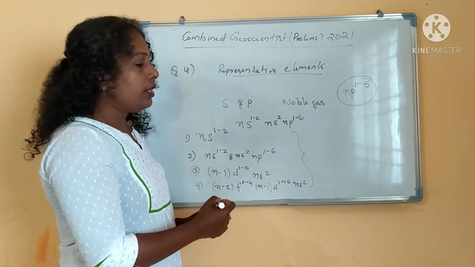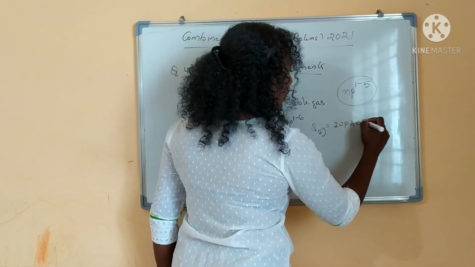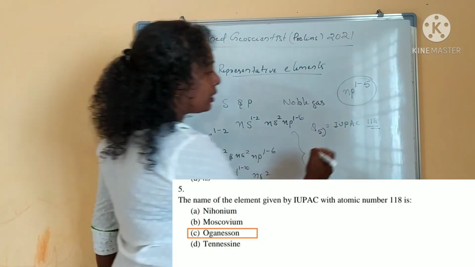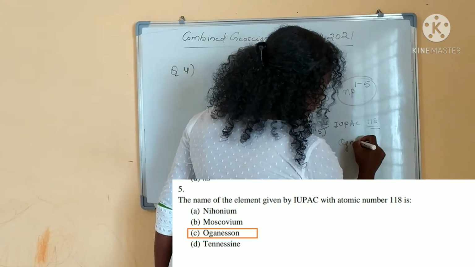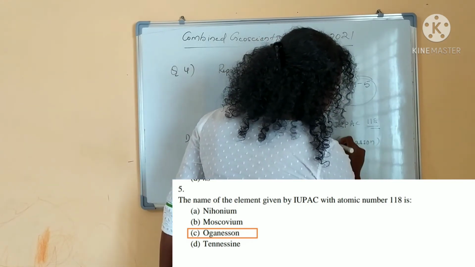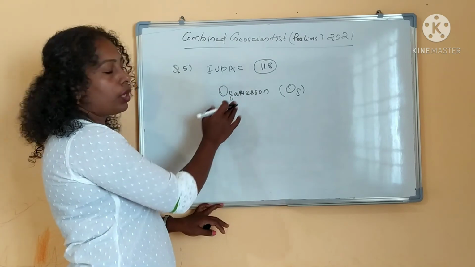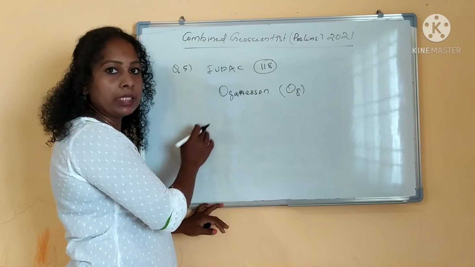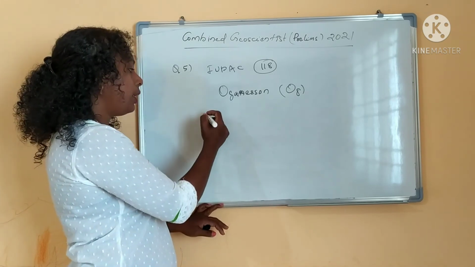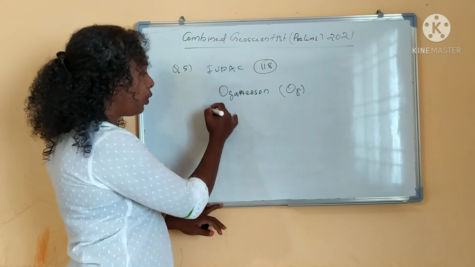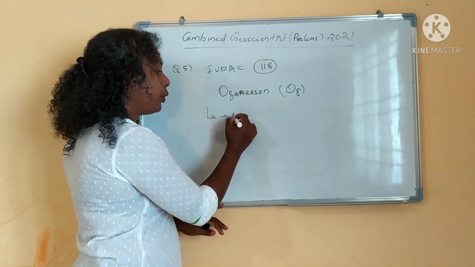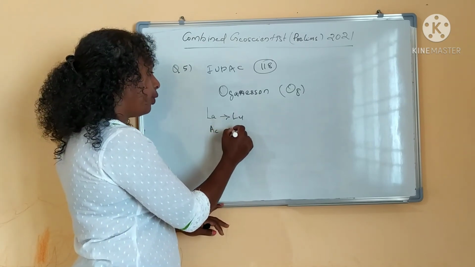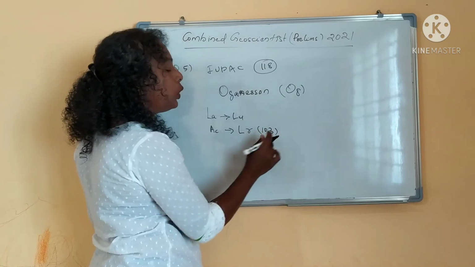Your question number 5 is about the IUPAC nomenclature of atomic number 118. The answer is Og, oganesson. This is the IUPAC nomenclature of 118, and you have to learn the whole periodic table by heart. You should know the main group s and p block elements completely, then the transition elements, then the lanthanides, lanthanum to lutetium, then the actinides, actinium to lawrencium, which goes up to 103.